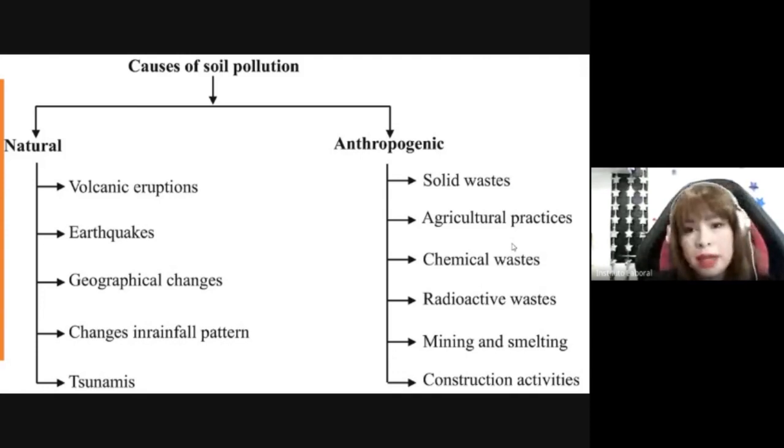Now we have the anthropogenic causes, the ones caused by human activities. The solid waste. This is the trash we human beings produce and dispose of inappropriately. We have agricultural practices that use a lot of fertilizer, and this contaminates the soil. The chemical waste and radioactive waste produced by big factories, mining and smelting, and construction activity. All of these are causes of soil pollution. Now let's check this video.